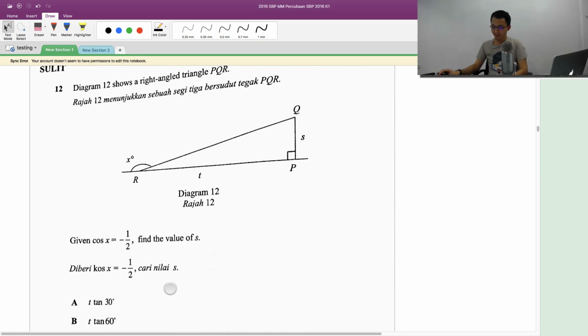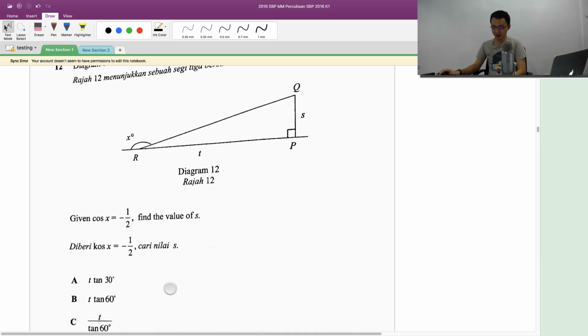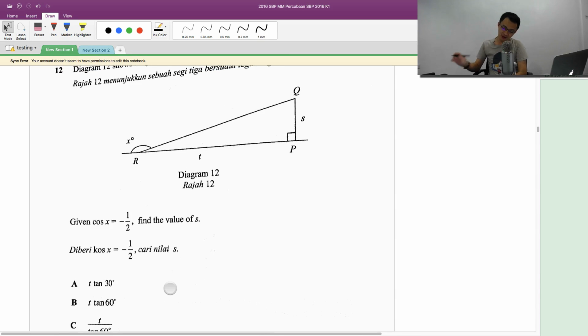Okay, diagram 12 shows a right angle triangle PQR. Basically they tell you cos x equals to negative half. Since it's not possible to use this angle to do sine, cos, tangent because there's no right angle triangle, I will borrow this angle. But under what condition can I borrow? If you want to borrow the angle on the other side, you have to make sure both angles added together equal 180. So this x and x dot, or you can call it x prime, add together to 180 because they are on the same straight line, which means I can borrow.